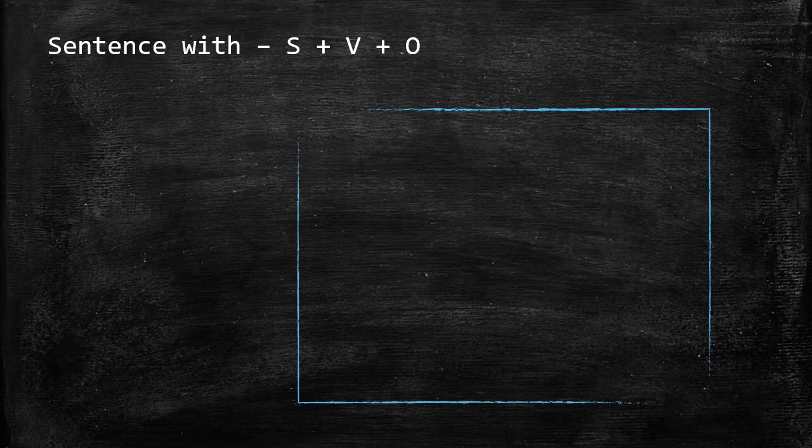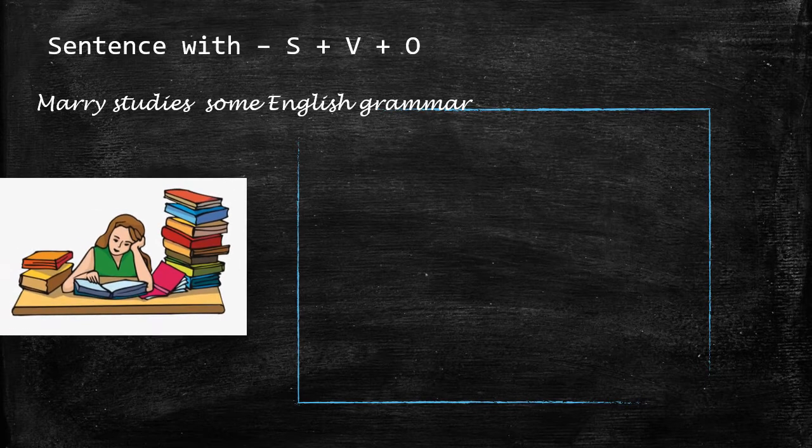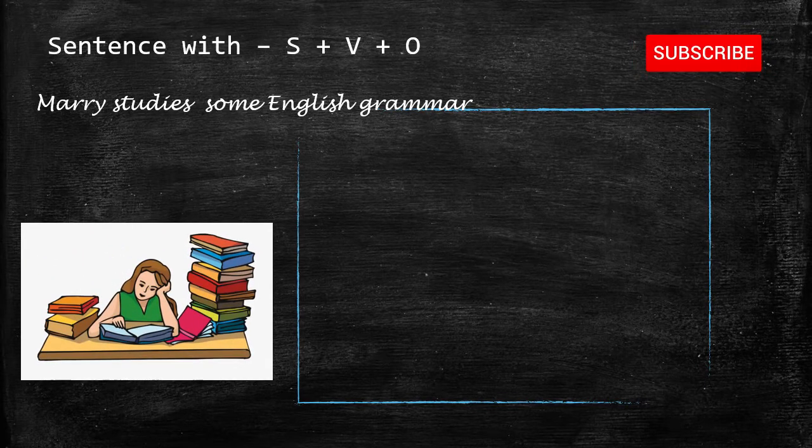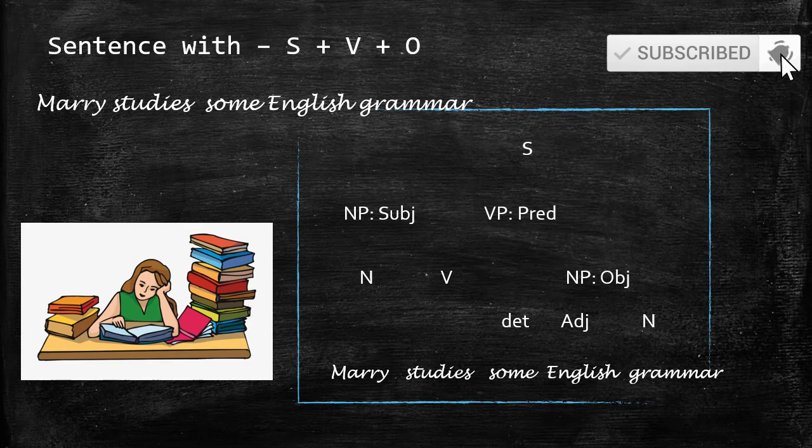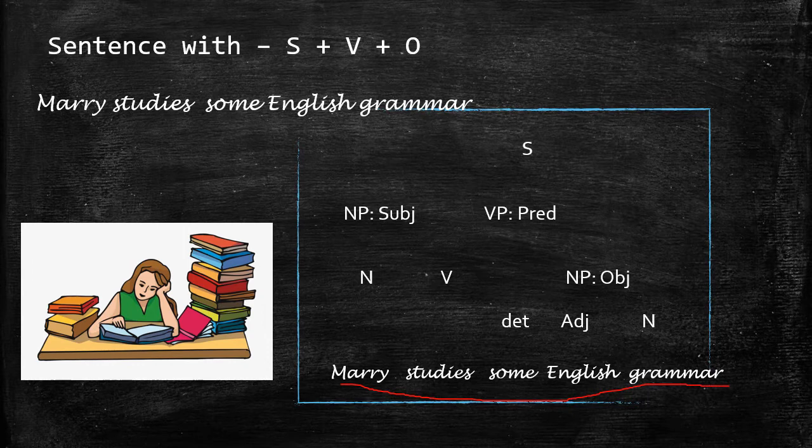Okay, then we continue to the next one, a sentence with subject plus verb plus object. We have here, Mary studies some English grammar. First, you have to write it first, Mary studies some English grammar. So you write this one first, and after that you make S in here, and then you have to analyze. Mary is the subject, and after that studies is the verb. Some English grammar becomes the object of the sentence.